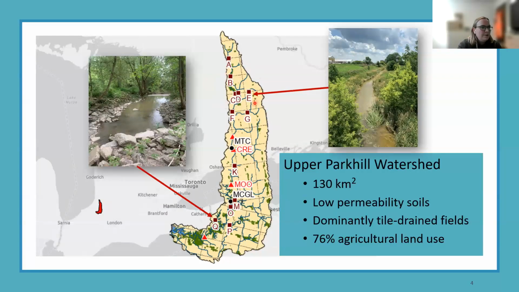In the upper part of the watershed, the sites look more like this. Right against the fields, this one actually has a pretty good buffer compared to some of the other sites. Whereas when you get into the southern area of the watershed, there's a lot of forested area and bigger buffers between the agricultural sites and the surface water.